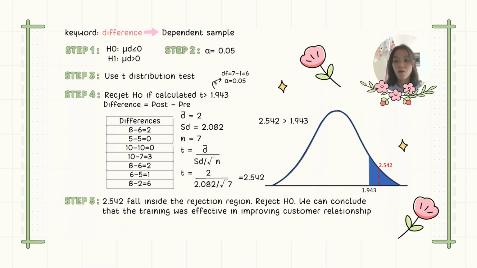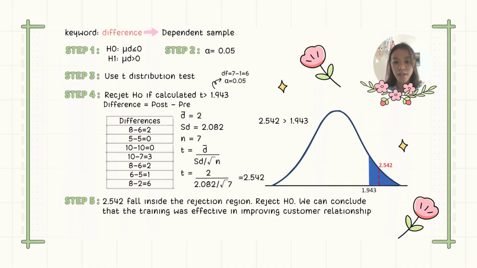For step 4, we need to formulate a decision rule, which is to reject H0, the null hypothesis, if the calculated t is greater than the critical t. To find our critical t, we need the degrees of freedom. So we build our difference table, which is the post minus the pre-survey. Our data will be 2, 0, 0, 3, 2, 1, 6. From this data, the mean of the difference is equal to 2, the standard deviation is equal to 2.082, and the number of data is 7.